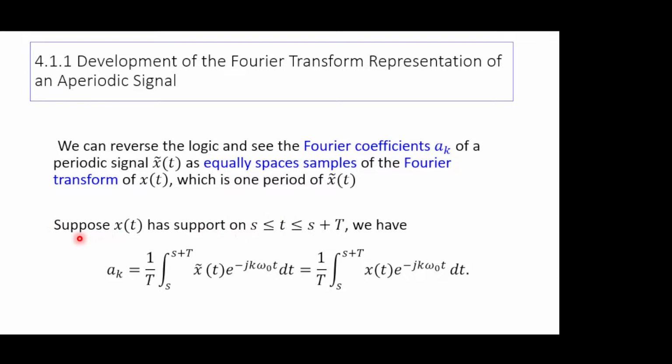Anyway, assume x of t has some support between s and s plus big T. Then we can calculate the a_k by applying the Fourier series analysis equation to x tilde of t, because x tilde of t is periodic. This is an integration over one period times this minus complex exponential. And then we do the trick that we have seen before. Integration over one period of x tilde is equal to integration over one period of x of t, because they are just the same in one period.